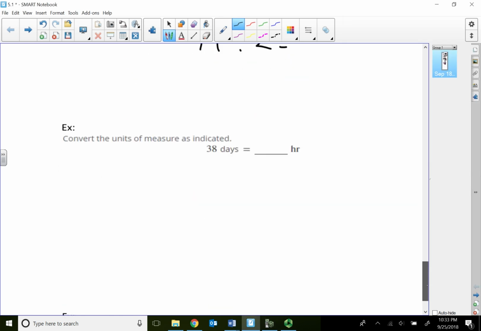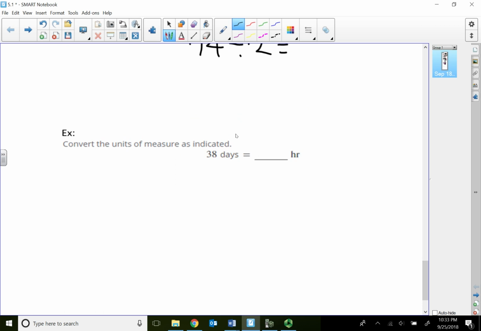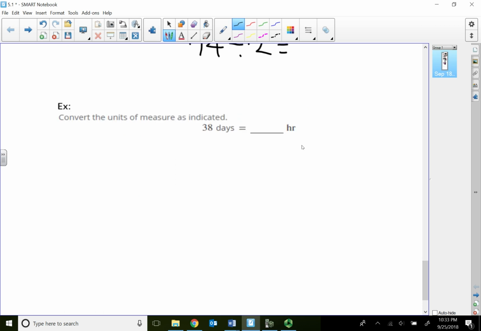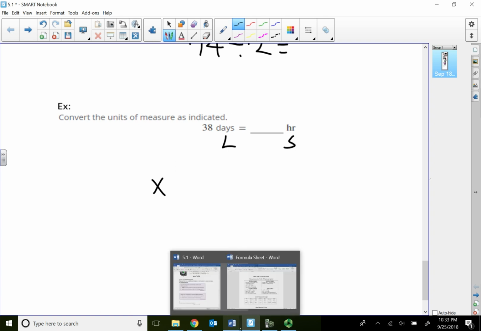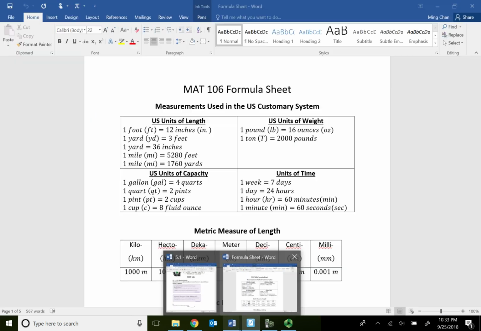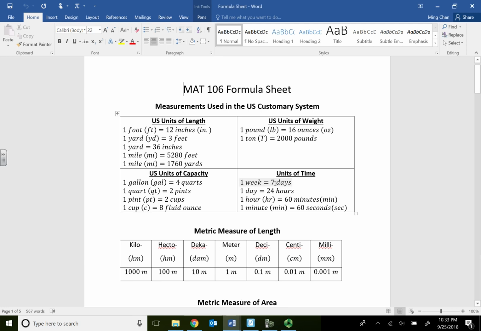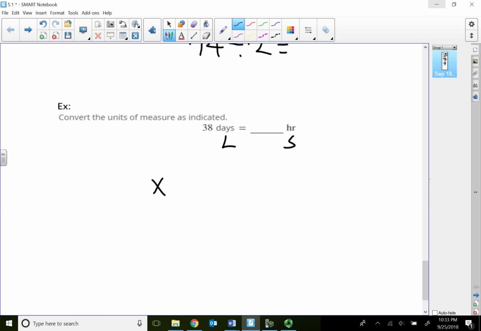All right. Let's do some days and let's do some time. All right, days and hours. You know, a day is larger than an hour. So going from large to small, we multiply. And what's the conversion number between day and hour? 24 hours. Most of us know 1 day is 24 hours. So that's the number we multiply. So we take 38 days times 24.